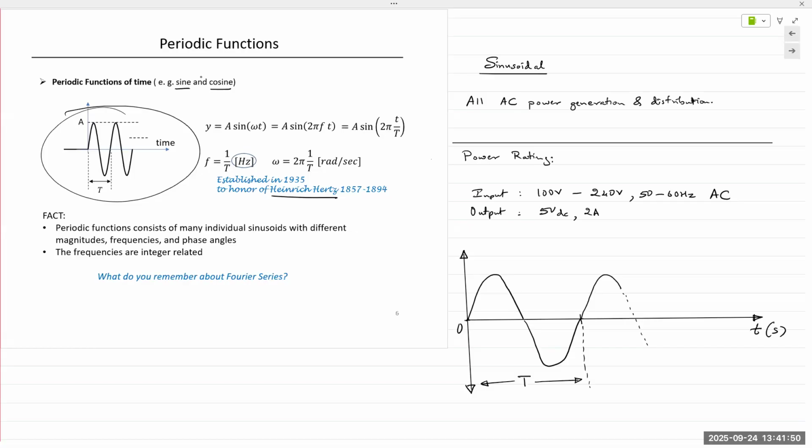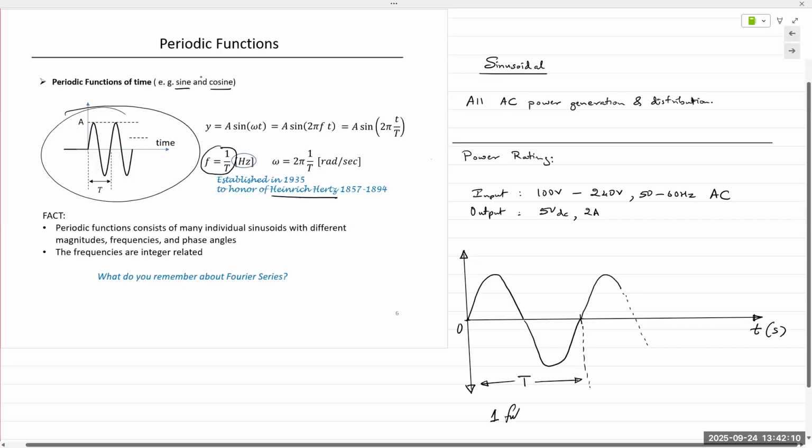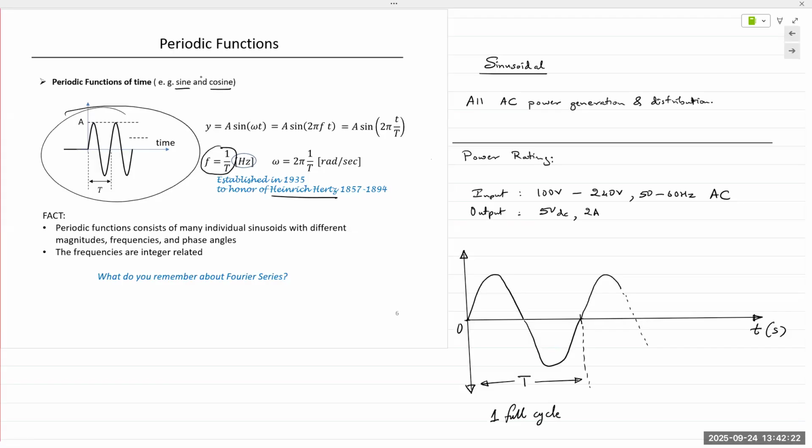Now, the inverse of this is the frequency. So inverse of T, 1 over T, is the frequency. It's basically how many cycles. So this is also known as one full cycle. Okay. And the number of cycles this waveform takes in 1 second is defined as the frequency of the waveform.